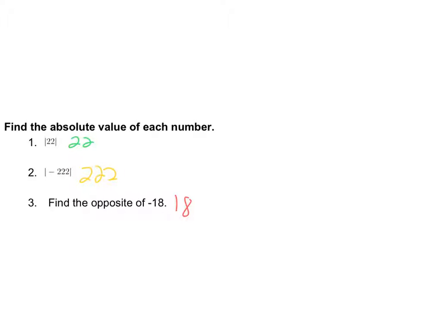You should have gotten that the absolute value of 22 stays 22. The absolute value of negative 222 is a positive 222. And the opposite of negative 18, since it's negative, you would make it a positive 18.